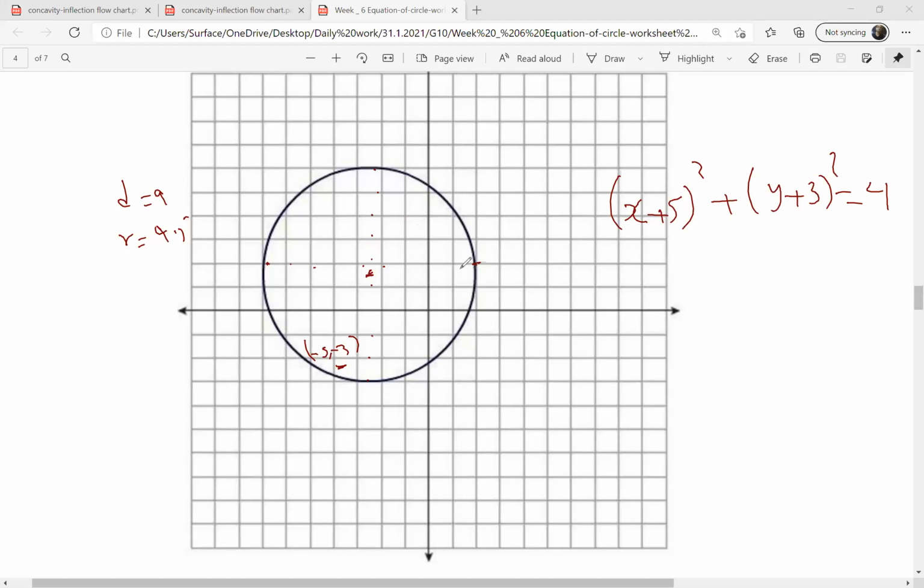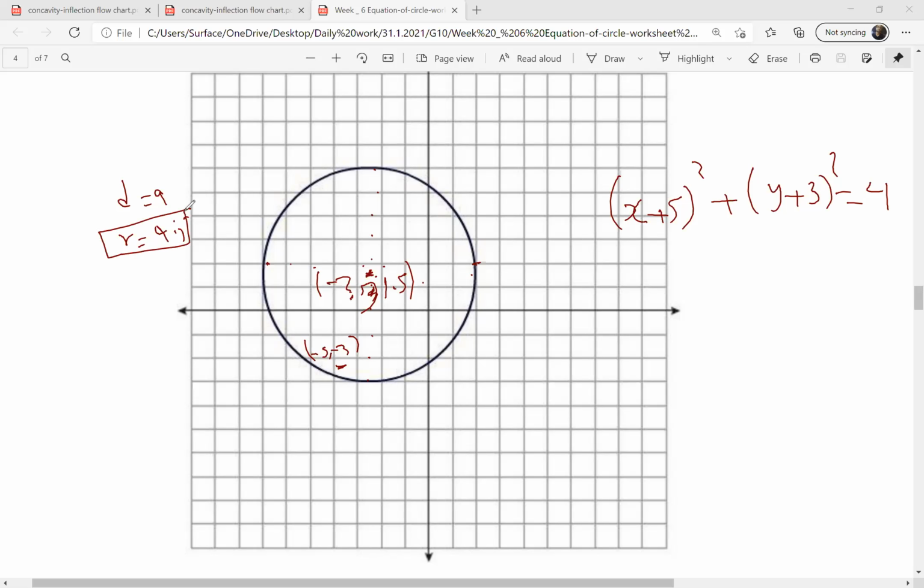The diameter is from negative, how much? 1 2 3, 1 2 3 4 5 6 7 until 2. So the diameter is 9, then the center is the midpoint of it. 9 means 4.5, so 2 minus 4.5 is negative 2.5. And from negative 3 to 6 you need 1.5, and you need 4.5. It will be 1.5, then the center is at negative 2.5 and 1.5 and the radius is 4.5.